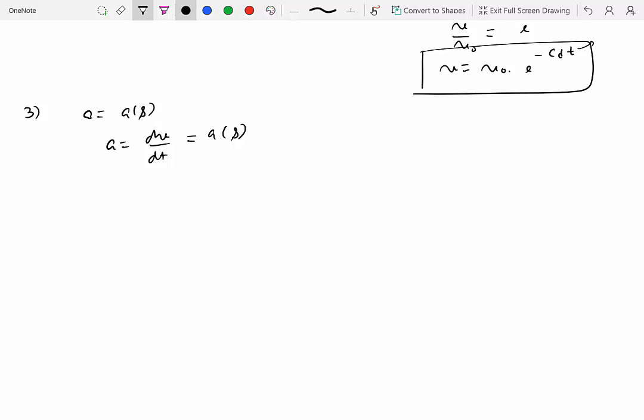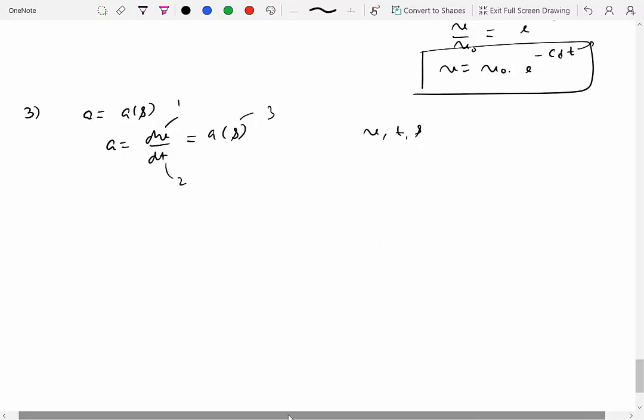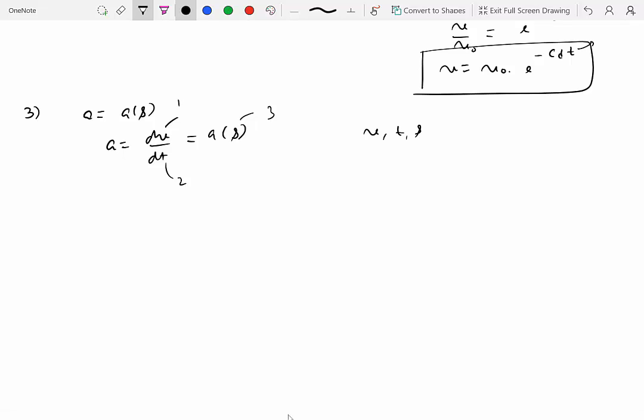We have how many variables? We have 1, v, 2 as t, and s as 3. So we have 3 variables over here, right? v, t, and s. We cannot integrate this. So how do we solve this problem? Well, we have to make sure that we have only 2 variables in this equation. How do we get 2 variables? Change of variable. That's what we have to do.